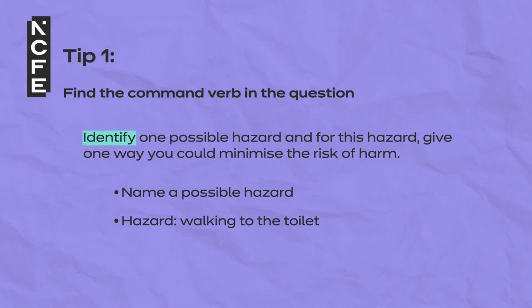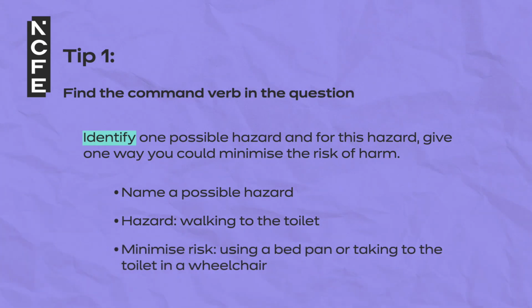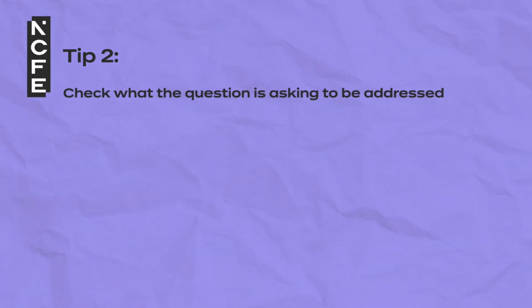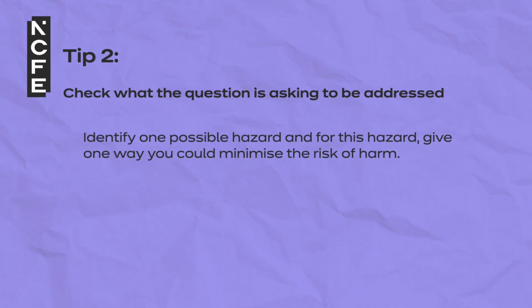For the second part of the question, you would use your identified hazard to think about how you could minimise the risk of them falling by walking to the toilet. This could be by them using a bedpan or taking the patient to the toilet in a wheelchair. Tip 2. Check what the question is asking to be addressed. This could be done by highlighting keywords in the question.